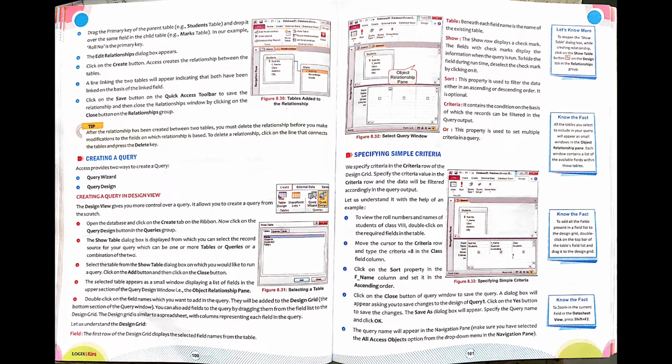In our example, roll number is the primary key. The Edit Relationships dialog box appears. Click on the Create button. Access creates the relationship between the tables.